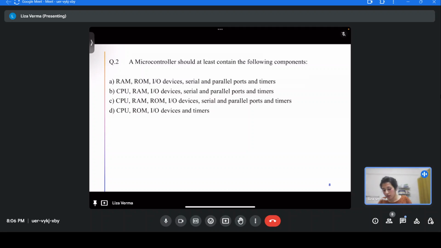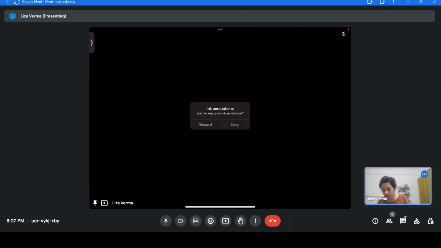Okay. So a microcontroller should have CPU, RAM, ROM, I/O devices, serial and parallel ports, and timers. Right?